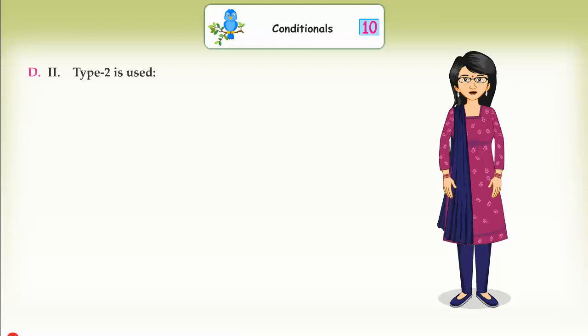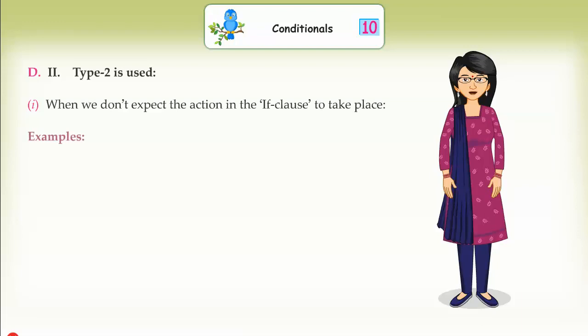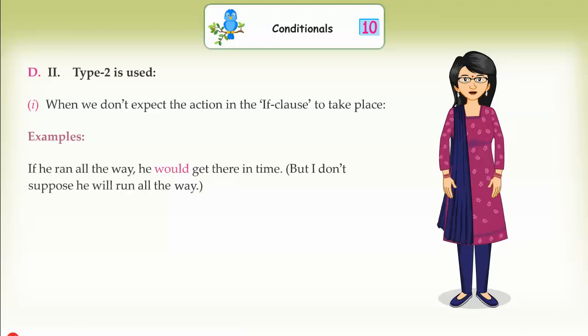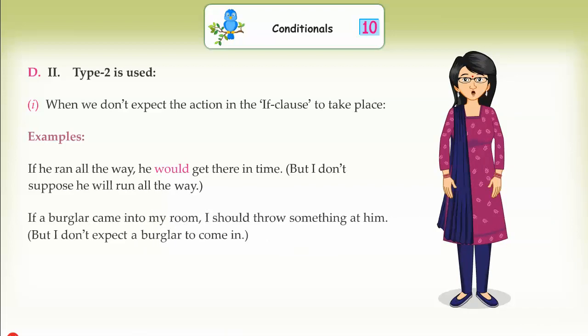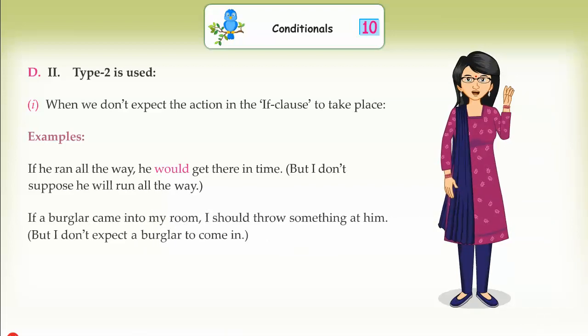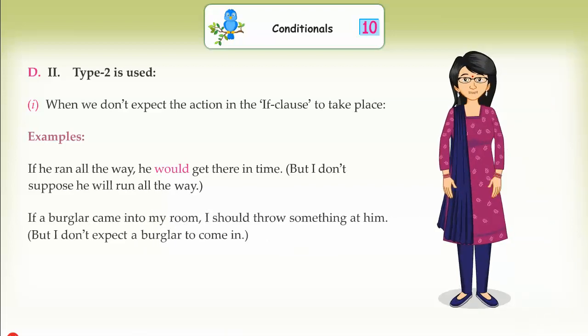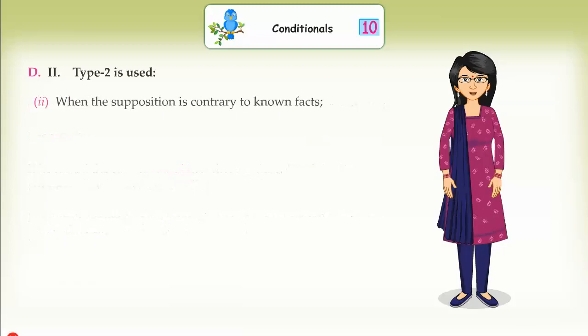D. Second, type 2 is used: 1. When we don't expect the action in the if clause to take place. Examples: If he ran all the way, he would get there in time, but I don't suppose he will run all the way. If a burglar came into my house, I should throw something at him, but I don't expect a burglar to come in.